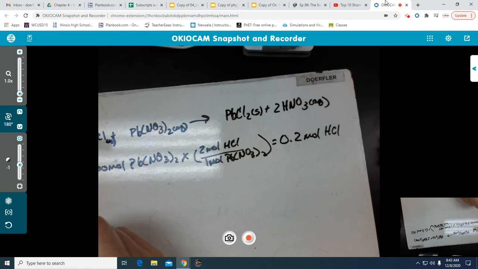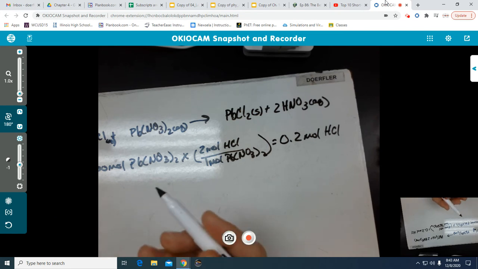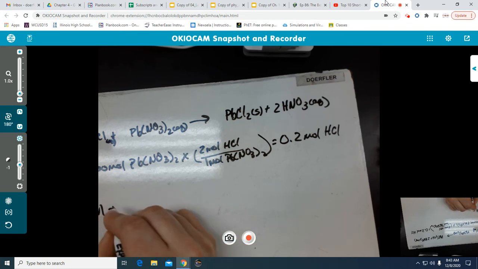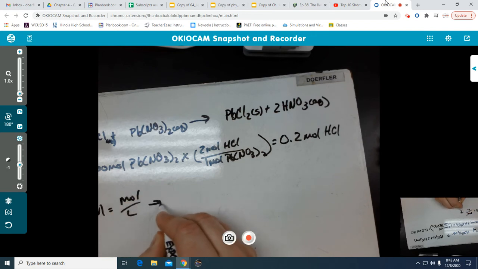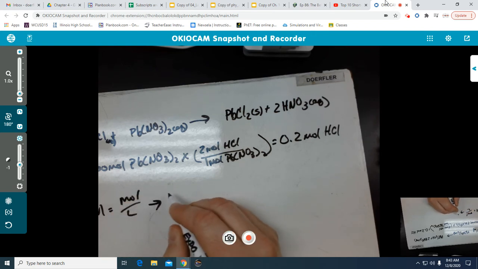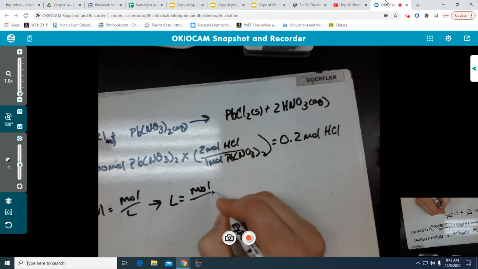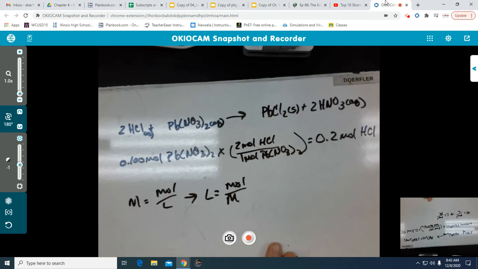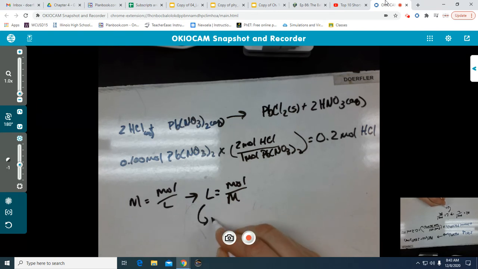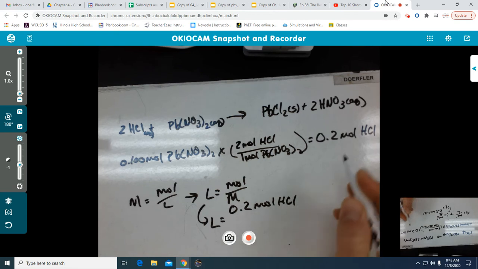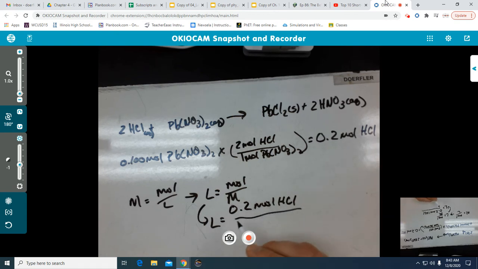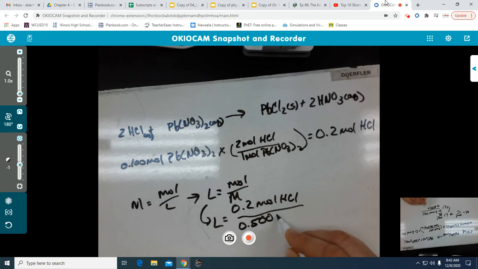First off, since we're solving for liters, again, we're using the molarity calculation, except we're solving for liters. So we're going to have liters is equal to moles over molarity. So that means liters is equal to 0.2 moles of HCl, which we got right here, divided by 0.500 molarity.